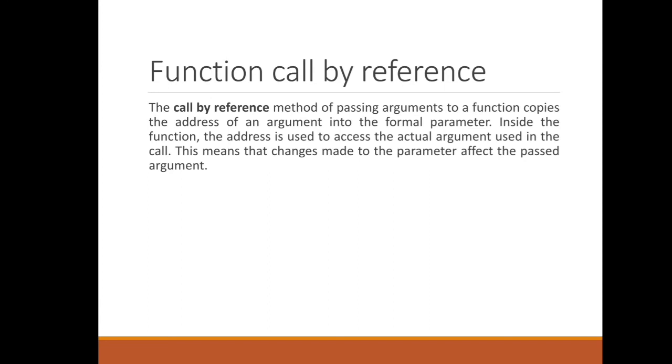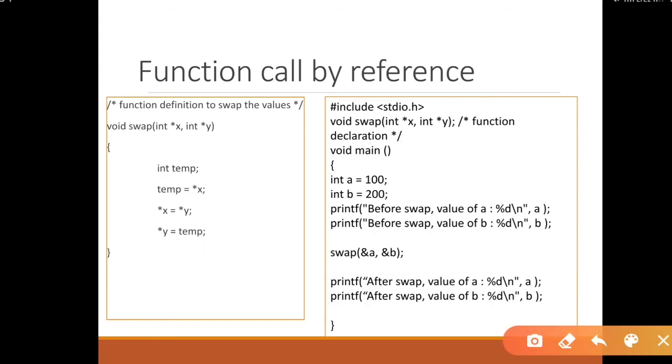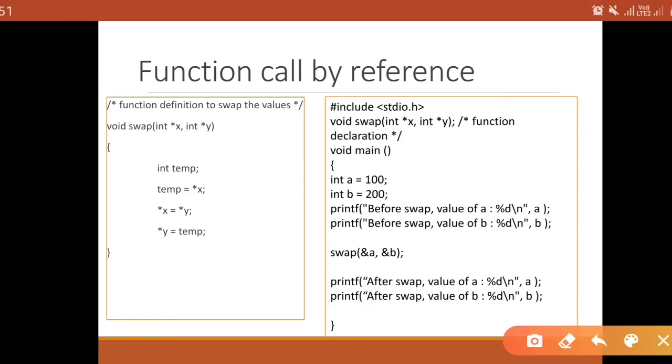Now the second is call by reference. In call by reference, we are actually passing the address of the actual parameter to the formal parameter. We will understand with the help of an example. Here is the same example: integer a equal to 100, b equal to 200. What is the value of a and b? 100 and 200.